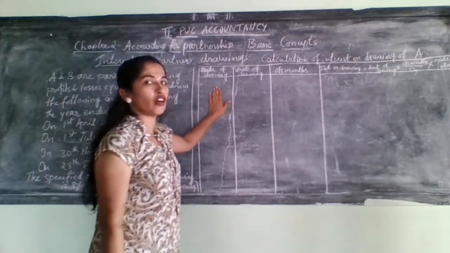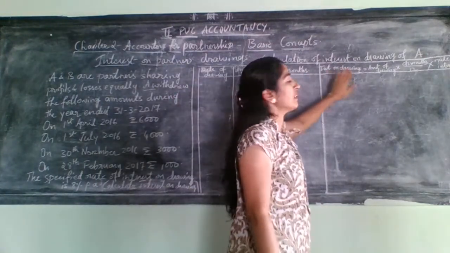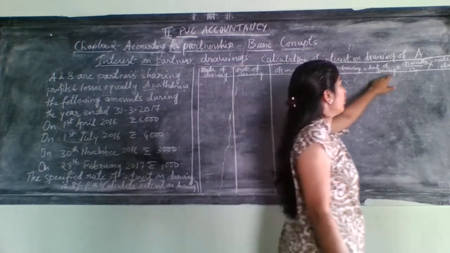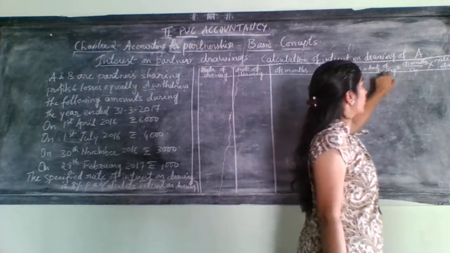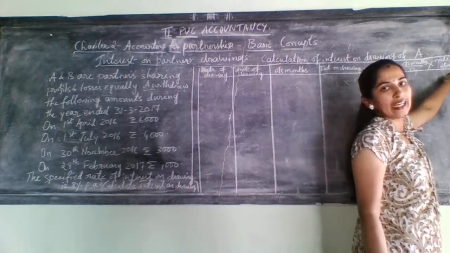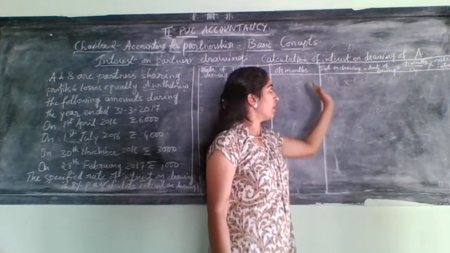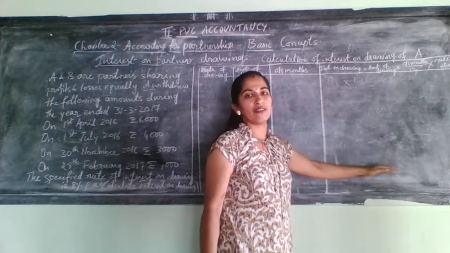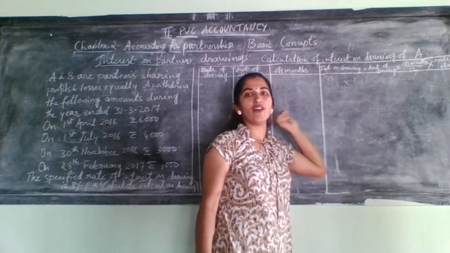After that, make columns like this. First will be date of drawing. Next will be amount of drawing. Next, outstanding month. In the last one, write the formula: interest on drawing is equal to amount of drawing into outstanding month divided by 12 into rate of interest. This you need to write in the last column so that it is easy for us. Finally, we can add everything and write it as the total interest on drawing of A.